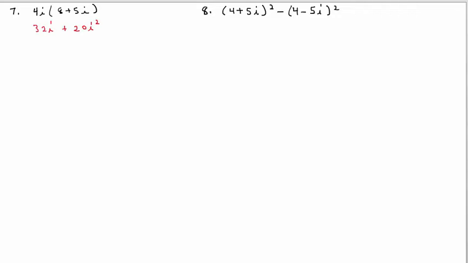Not done. Common practice has us reduce all the terms down to at most just an i, so i squared is not acceptable. 32i is fine. i squared is equivalent to negative 1. Remember, you're going to multiply by 20, so that adjusts the sign and makes it change to minus 20. And again, another common practice is going to have us rearrange and put the real part up first. Negative 20 plus 32i.